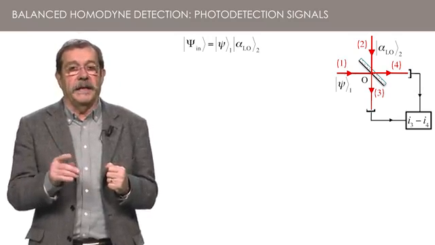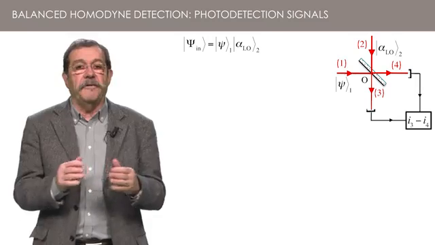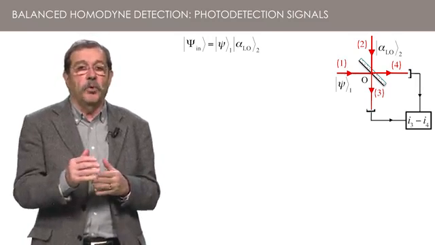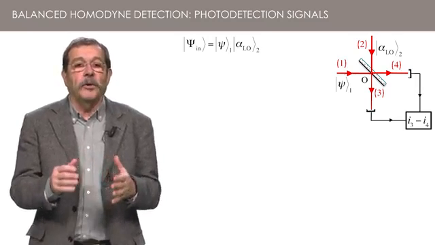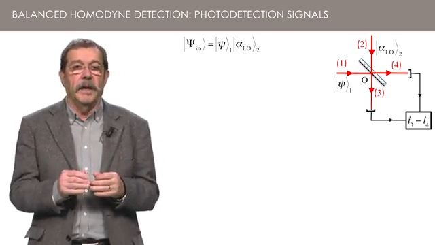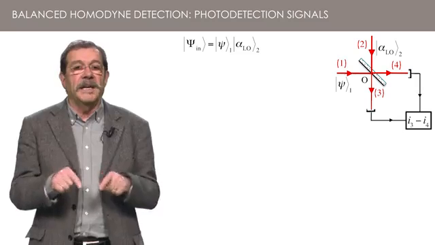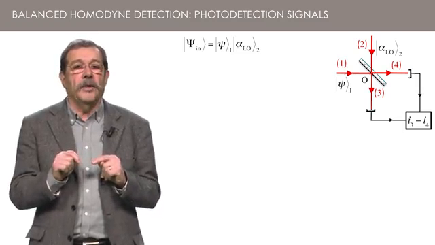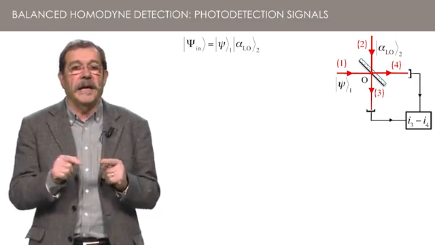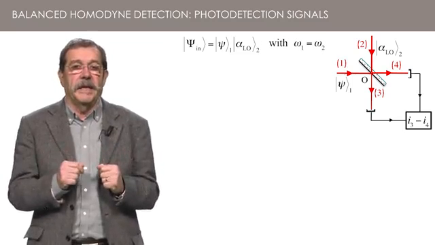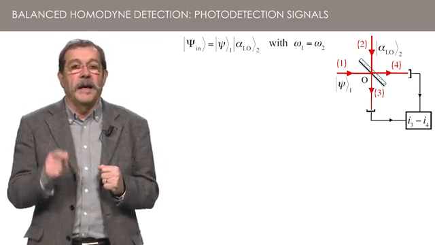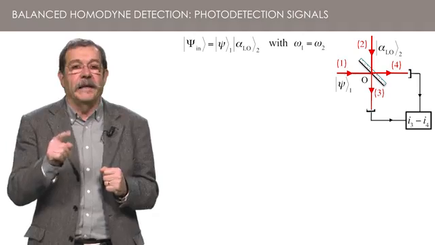If the local oscillator has a frequency different from the one of the mode at input 1, one has a heterodyne detection scheme, generalizing the scheme studied in a previous lesson. Here, we rather consider the case where the local oscillator has the same frequency as the mode of input 1, that is a homodyne detection scheme.